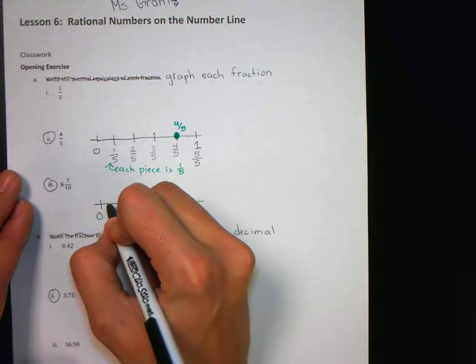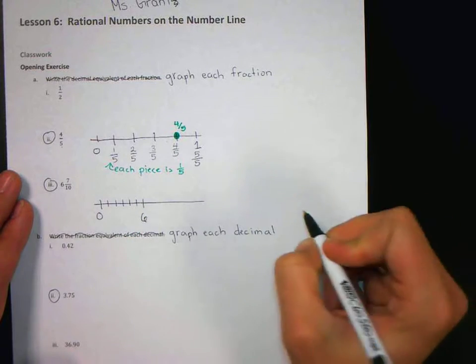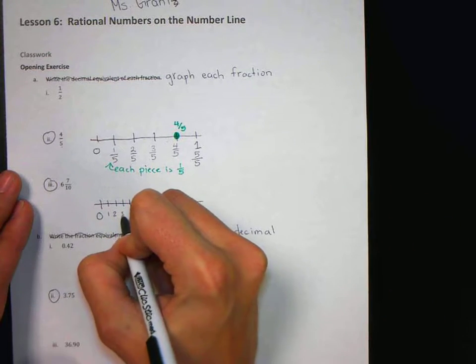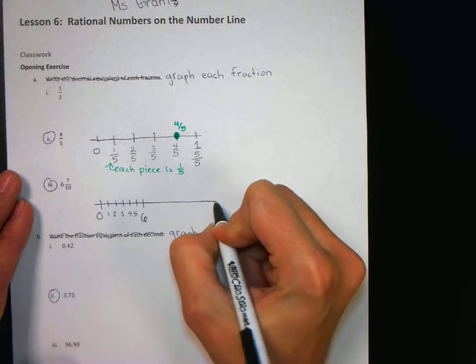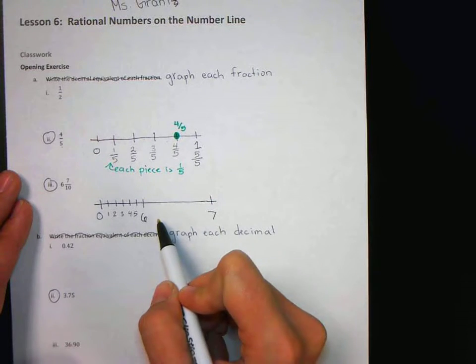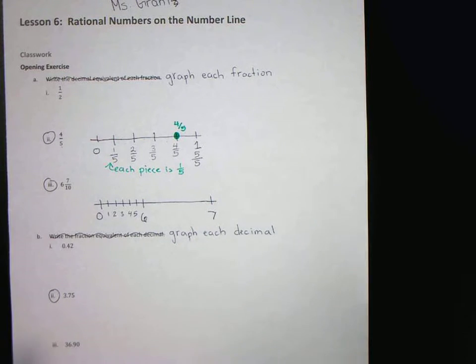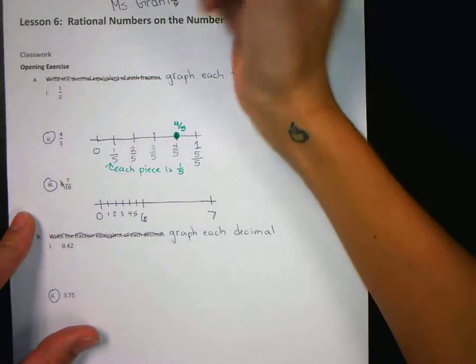So then I have 1, 2, 3, 4, 5, 6. And these are all whole numbers. Then I'm going to leave a pretty decent space in between 6 and 7, only because I now need to split this piece up. So I want to leave a decent amount of room. So I'm done with my whole numbers. So I'm going to cross it out just so I don't get confused anymore.